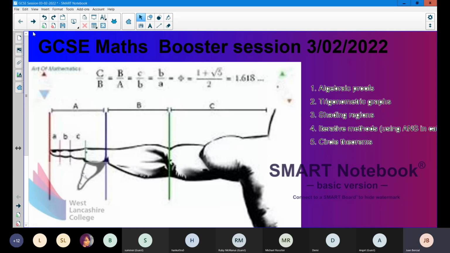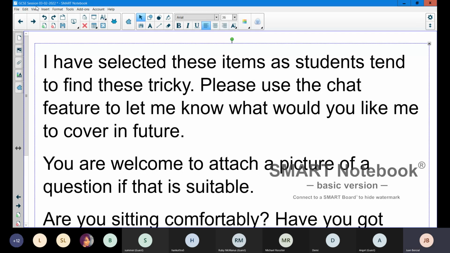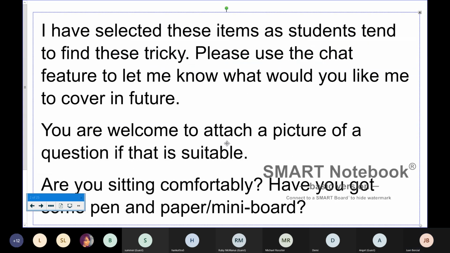So anyway, as I said, first things first, I selected these items because these are traditional topics that students find hard. So if you have a question from a recent mock or anything like that, please make sure you put it in the chat. Have a pen and paper ready.